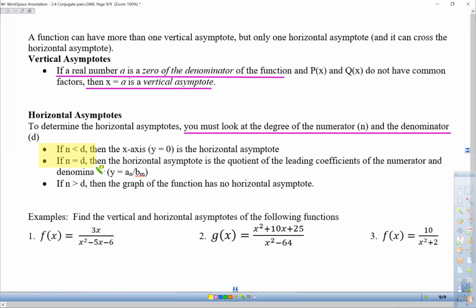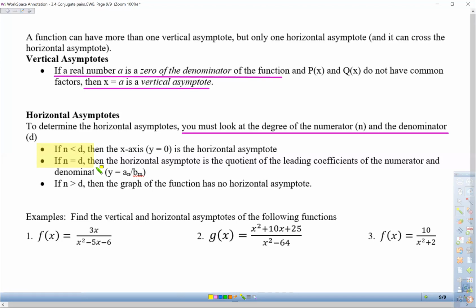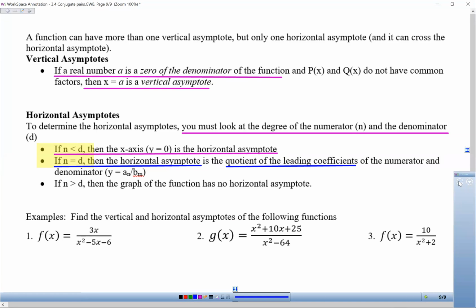Okay, so let's look at the horizontal again. So when the numerator is less than the denominator, then the asymptote is automatically y equals 0. Okay? If the numerator is equal to the denominator, so if the two highest exponents are equal, then the asymptote is going to be the quotient of the leading coefficients. Okay? We'll look at how that works. All right, so let's take a look at these examples. Again, this is a very short section, so there's not much to it.